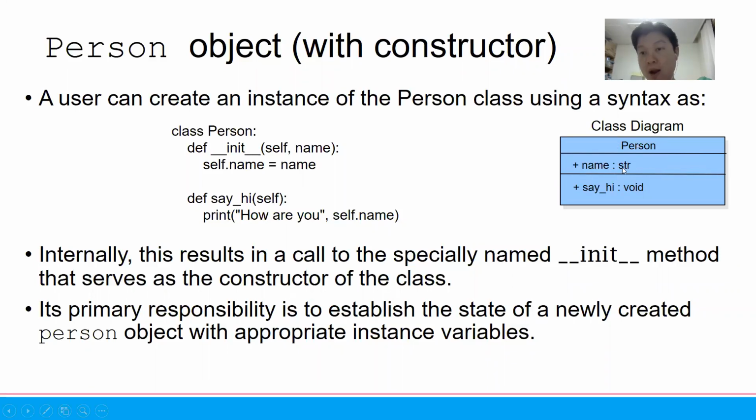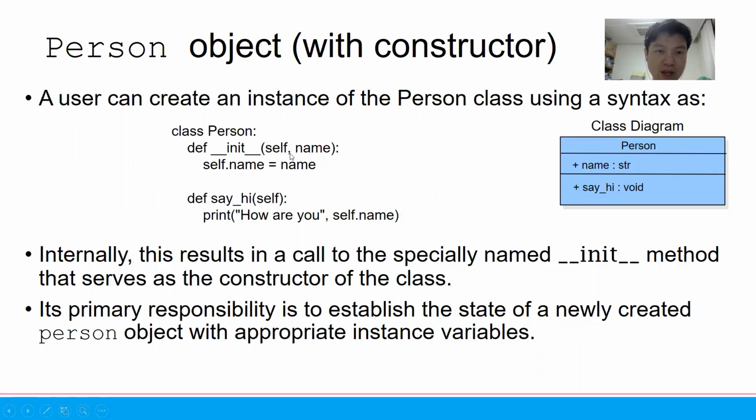I have one data member which is name, and the name is a string type, and I still have the same say hi method, without any return value. So you can define this kind of class, the class Person, and then I have the init, which is the constructor, and I have one argument, name. Actually, you can say that there are two. So why did I say one? Because self is mandatory. So you need to put self comma name.